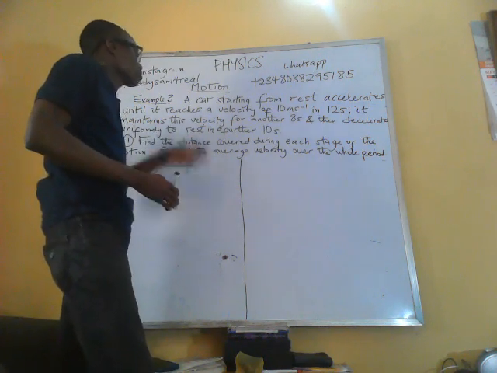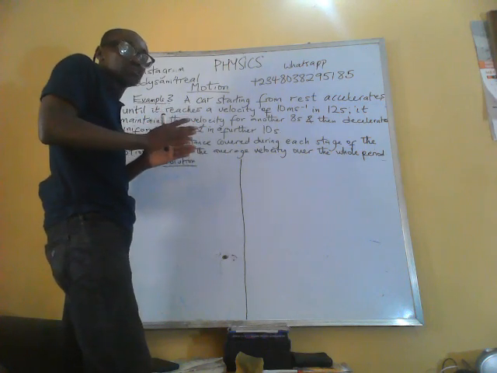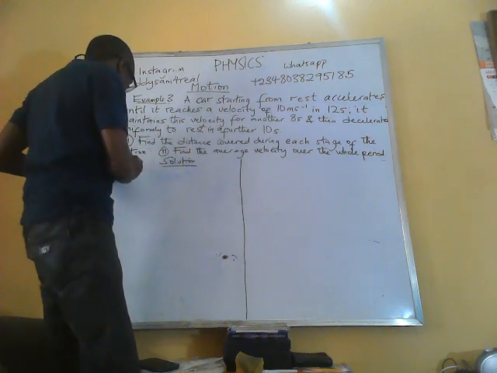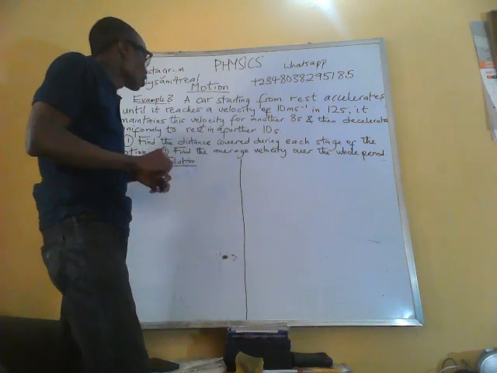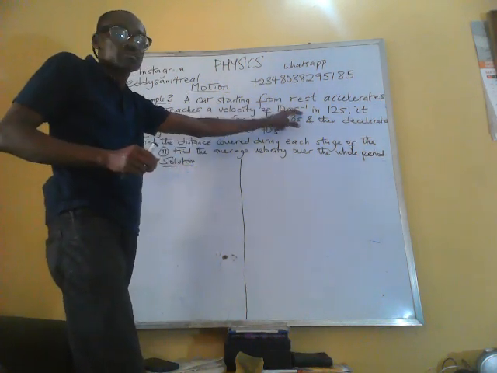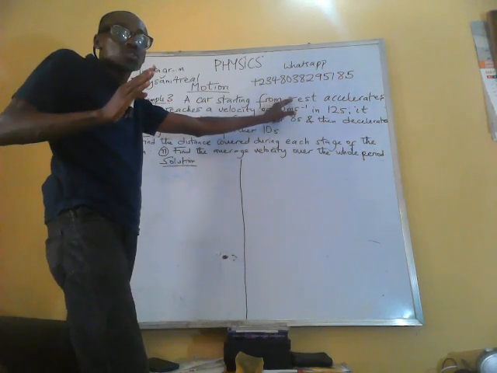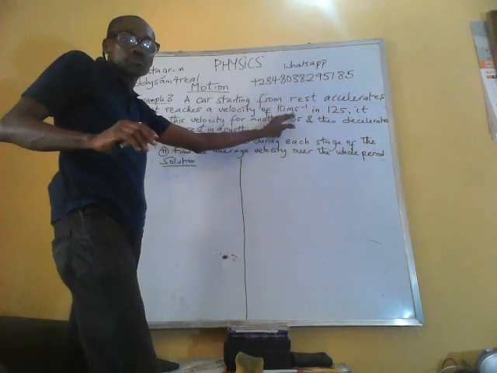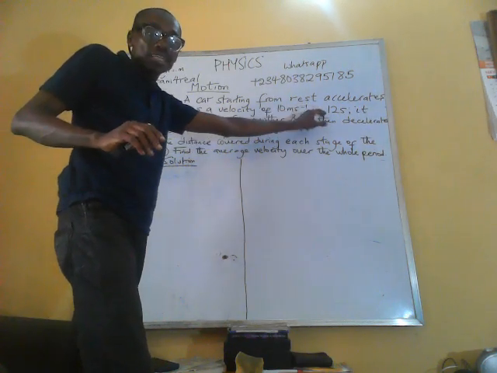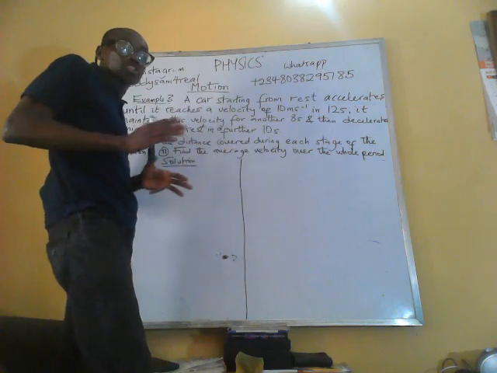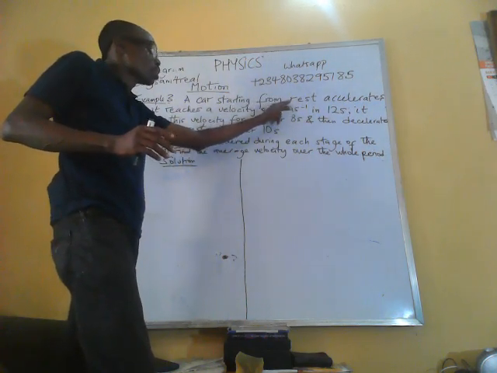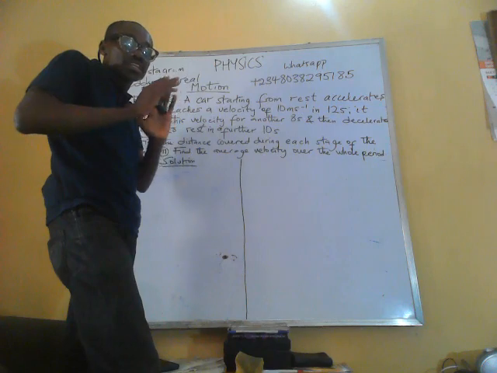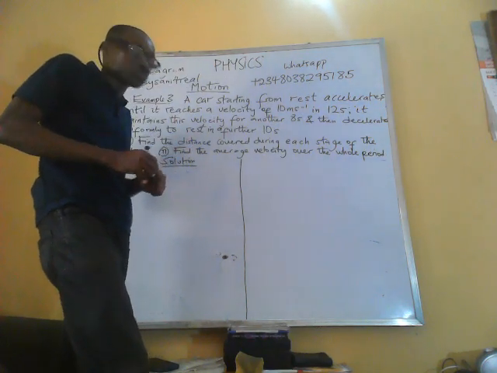So how do we solve this? Let me go back and read the question, and as I'm reading, I'm going to interpret what is happening. A car starting from rest accelerates uniformly until it reaches a velocity of 10 meters per second. The car started from rest, which means the initial velocity was 0. The car accelerated till the velocity increased to 10 meters per second within a time of 10 seconds. This is the first part of the journey, the acceleration.